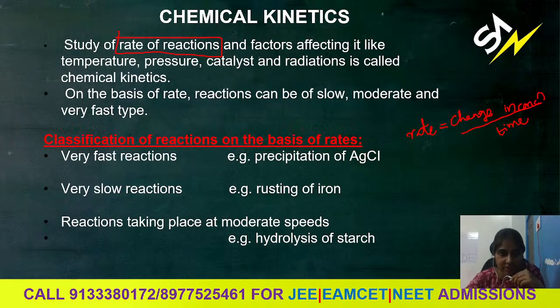Based on the rate of reactions, reactions can be of slow, moderate and very fast type. So they are classified into these three types. Very fast reactions, for example, the precipitation of AgCl in a solution. This is an example of a very fast reaction. Slow reactions, a general example is rusting of iron. And next, reactions that take place at moderate speeds, neither fast nor slow, for example the hydrolysis of starch.